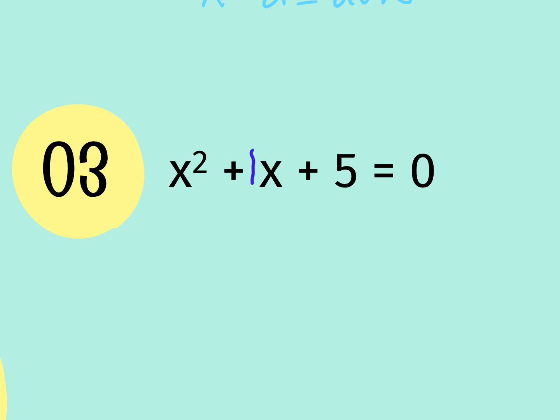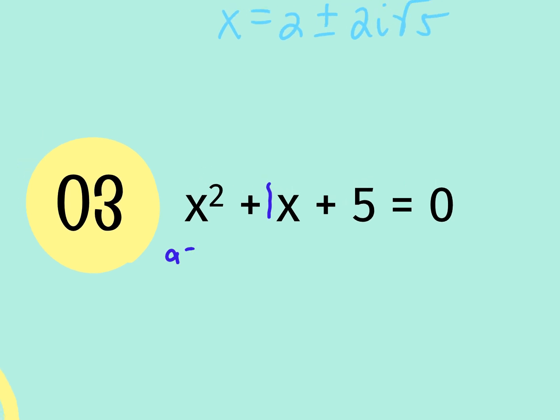Why do I think completing the square is probably not your best bet here? What is your b term? 1. What would you have to do to complete the square? You take the b term and do what? Divided by 2. So then we'd be using fractions, and you guys don't love that. So let's just go ahead with the quadratic formula. A equals 1, b equals 1, and c equals 5. Yeah?